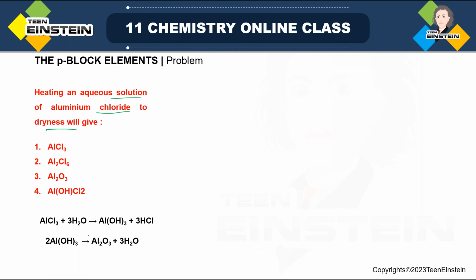So first, if you simply consider reaction with water, that is hydrolysis, then this reaction we have already seen. But when you are heating to dryness, now what will happen? This part, which is the aluminium containing part, when you are further heating it in such a way that it is completely dry, now it will form Al2O3, and water molecules will be removed. So 2 moles of Al(OH)3 give 1 mole of Al2O3. So the correct answer will be option 3.